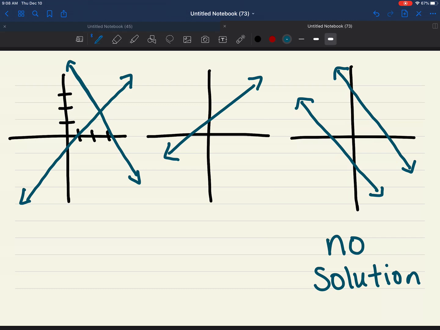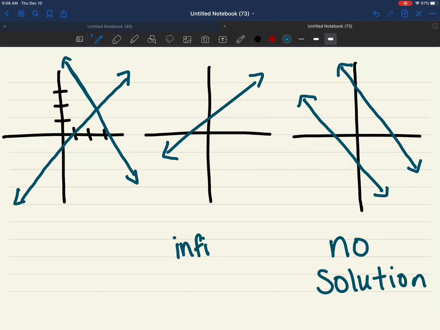Okay, why would it be no solution here? Because the two lines never cross. Why would the middle one be infinitely many? Because they keep going infinitely. Yeah, it looks like one line, but they're two. Because remember we said we're graphing two different equations, but if they're the exact same equation, they're going to touch at every single point. So it would be basically all reals or infinitely many. Yes, you do have to write infinitely many.